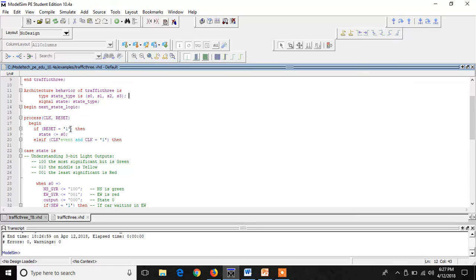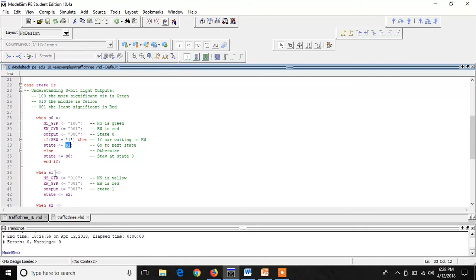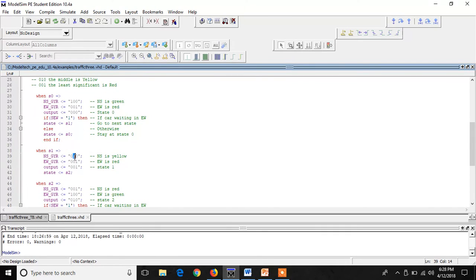Here, when reset is 1, whenever reset is pressed, go back to S0, the beginning state. Here in state 0, north-south is green, east-west is red, and it outputs state 0, or a 0 in binary. And as long as east-west does not have a car there, it's going to stay here. But if it does have a car, it's going to go to state 1. State 1 is the cycling process of the north-south lights. So north-south was green, it becomes yellow, and east-west stays red. And then it goes to state 2.